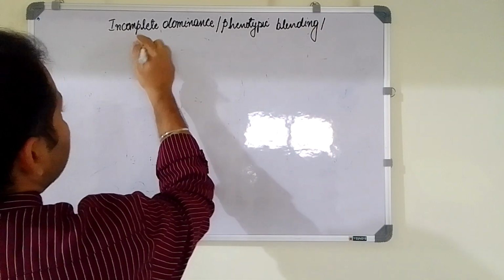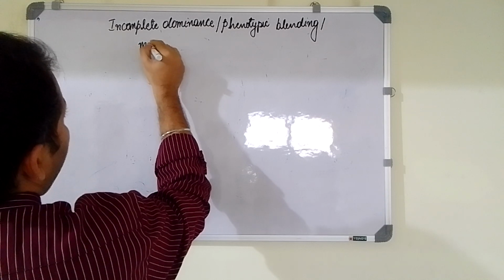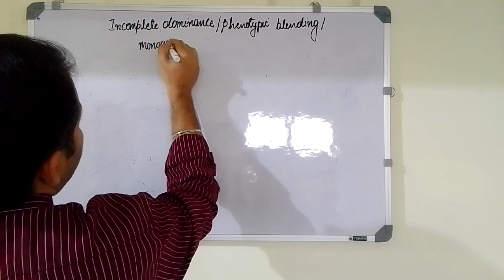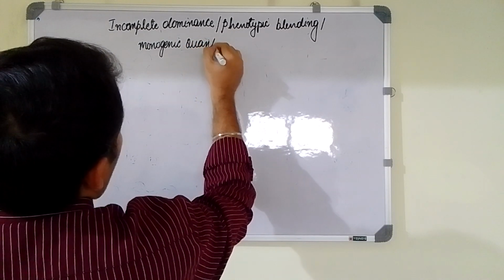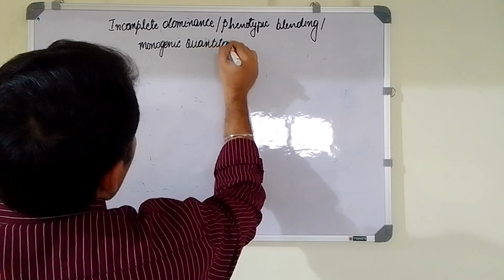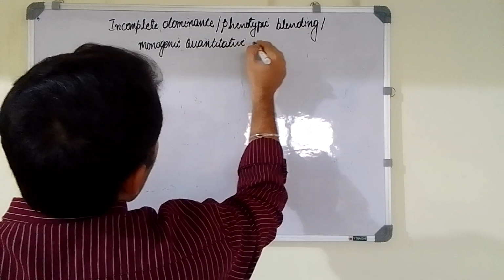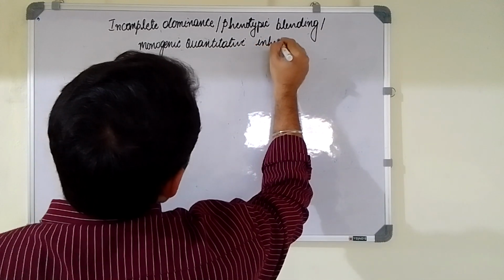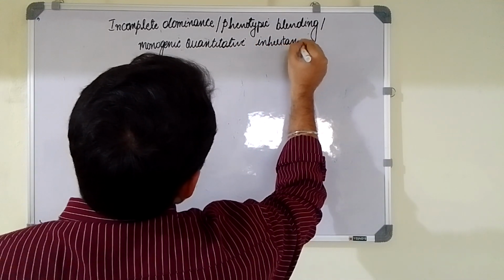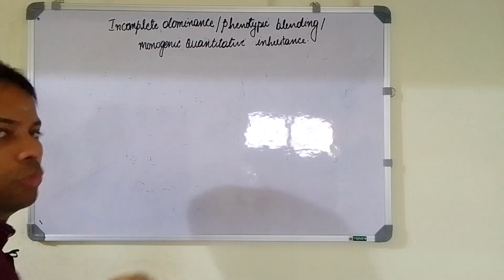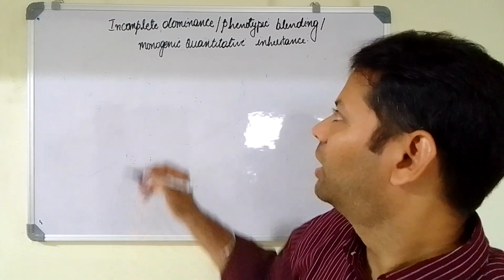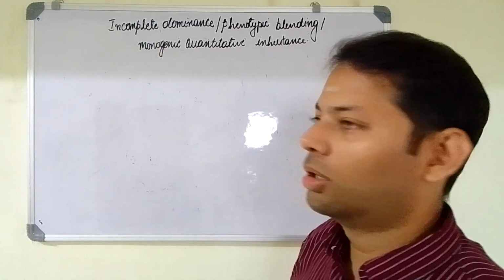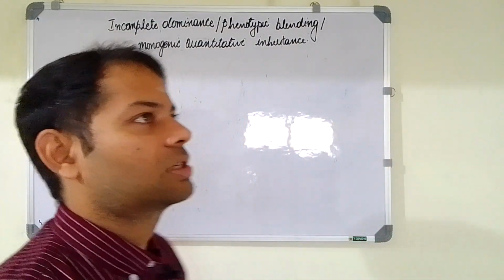Incomplete dominance is basically a monogenic, which means single gene, quantitative inheritance pattern. Monogenic quantitative inheritance pattern.